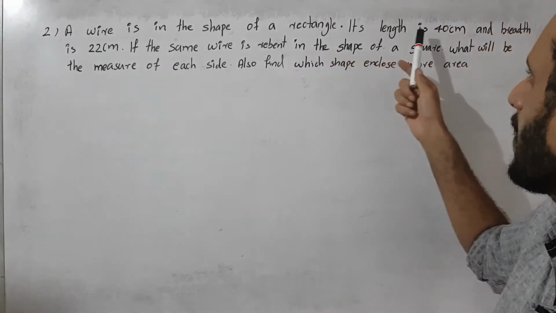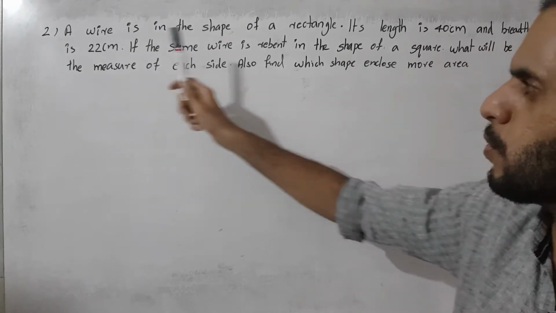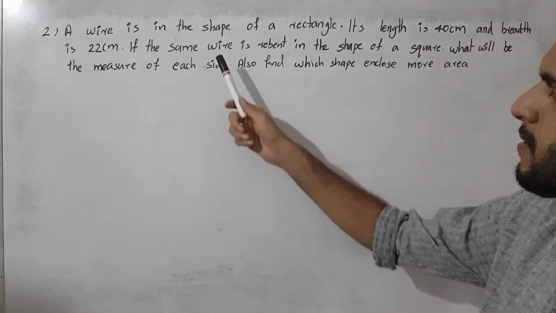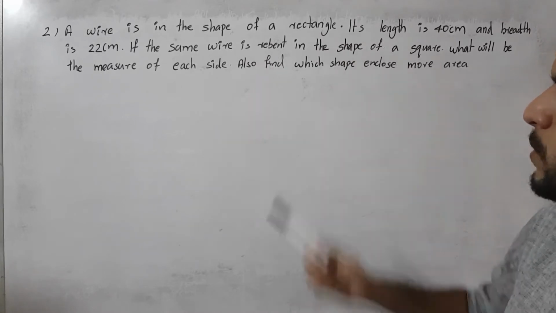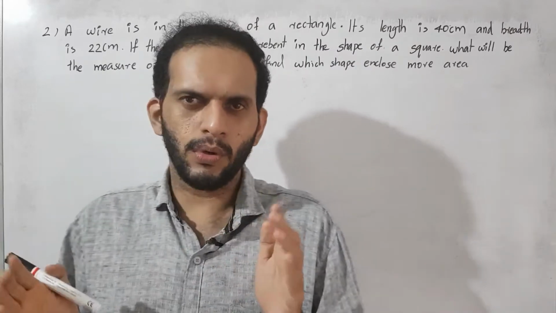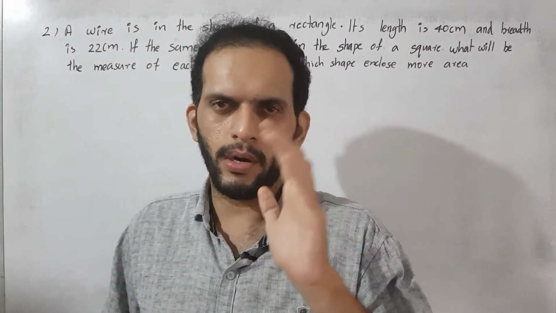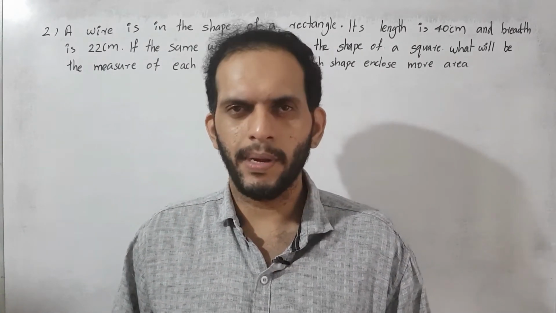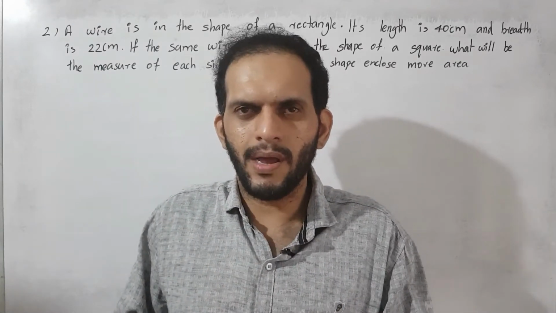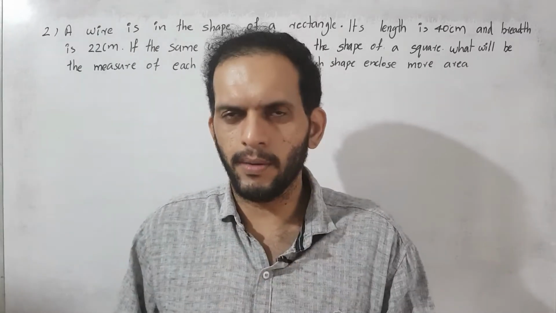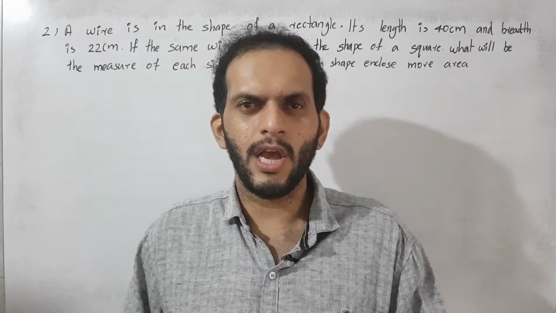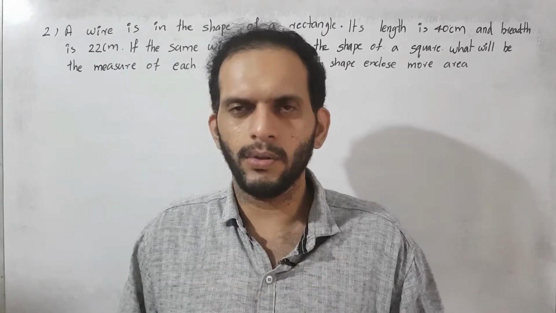The length of the rectangle is 40 centimeter and the breadth is 22 centimeter. Then we use the same wire and rebend it in the shape of a square. We bend the same wire again, and what do we make with it? We make a square. Then what are we asked to find? Yes, find the side measurement of the square. And one more question is there: which shape encloses more area?